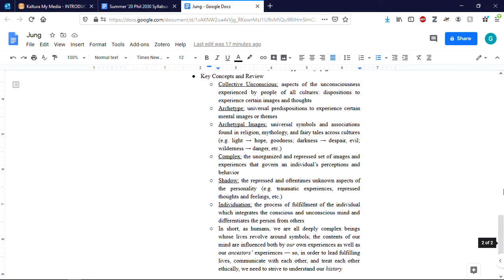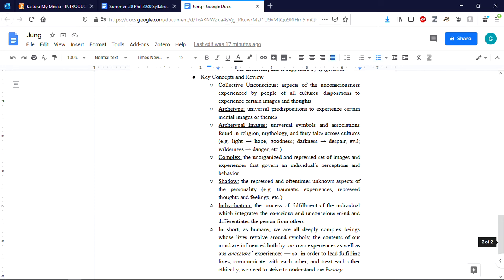So let me break down some of the key concepts that Jung is looking at and using in this piece, and tie it all together for this first reading. Again, Jung hypothesizes that not only do we have a conscious part of our mind, but we have an unconscious part of our mind, and our unconscious mind can be split up into our personal unconscious and our collective unconscious. Our collective unconscious is the aspects of our unconscious mind that was experienced by people, notably our ancestors, and how that shows up is that it manifests itself in dispositions to experience certain images and thoughts. And I'll talk more about that as I get into the next two concepts, which are Jung's concepts of the archetype and archetypal images.